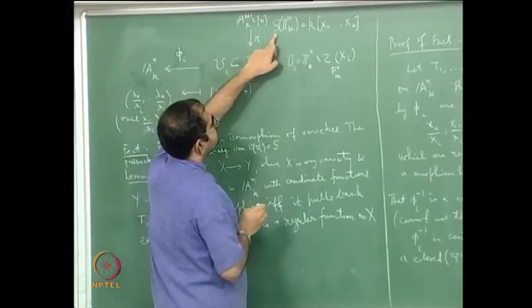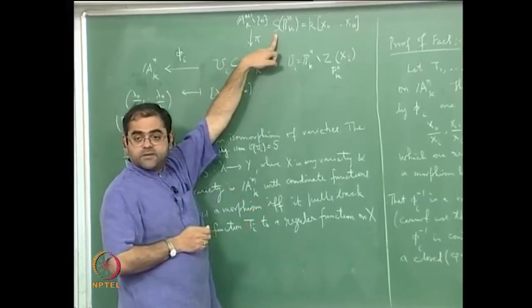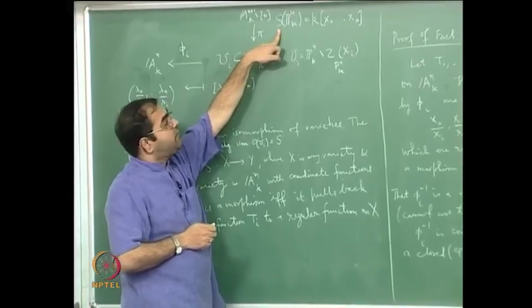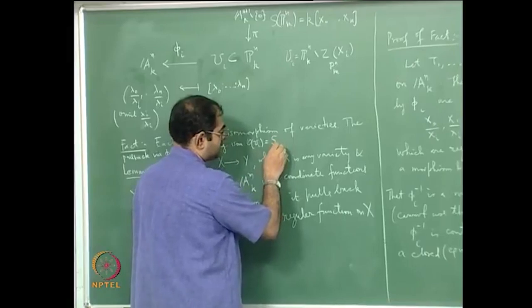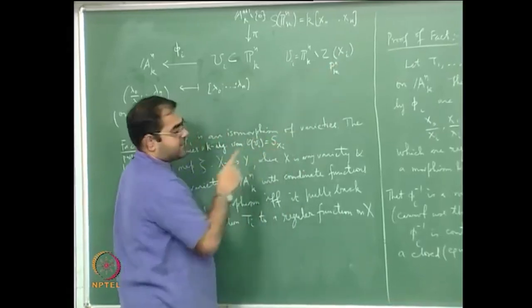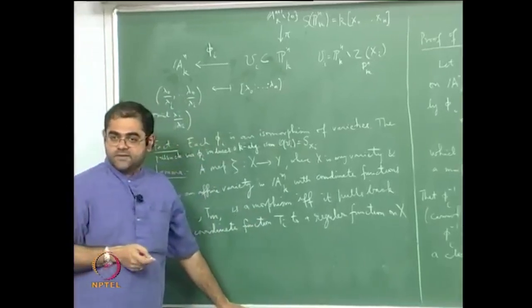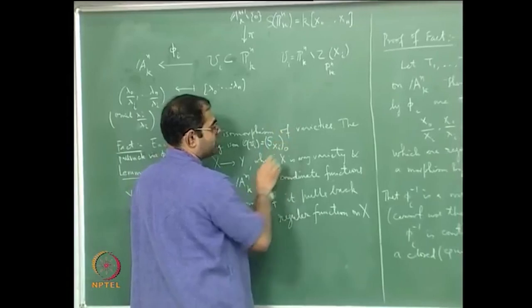You take this polynomial ring in n plus 1 variables, the homogeneous coordinate ring of a projective space. You localize it at xi. S sub xi is the localization at xi, okay, and then you take its degree 0 part.